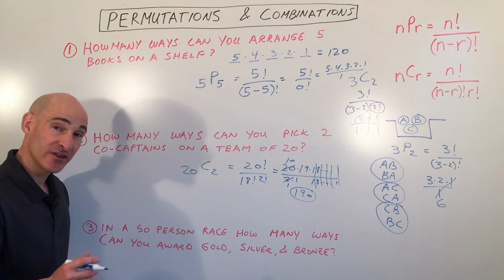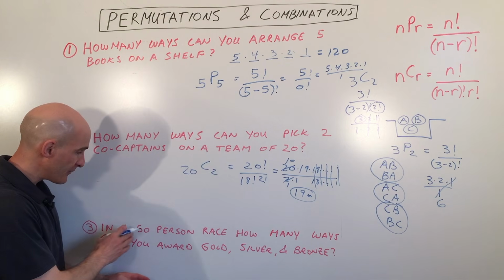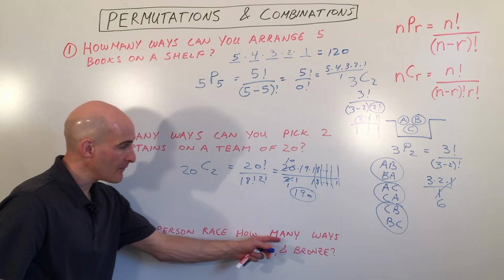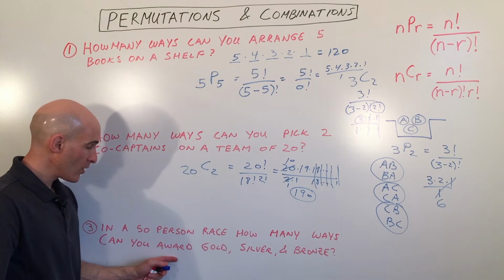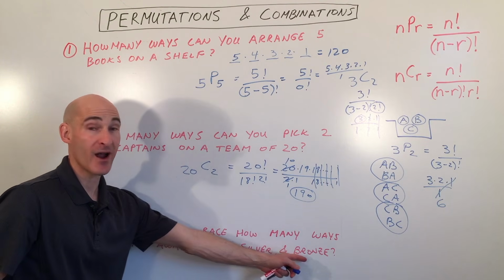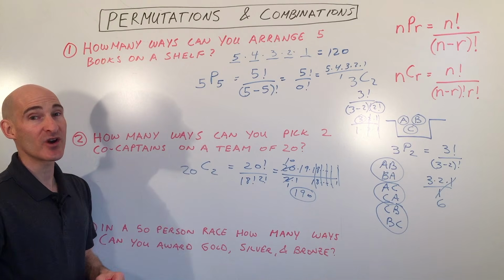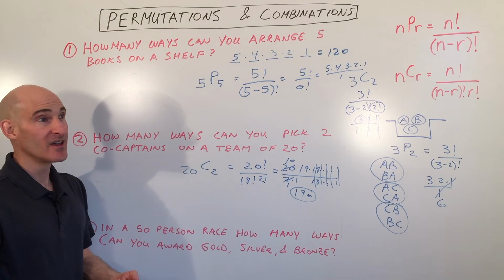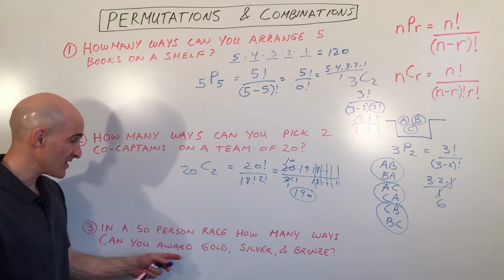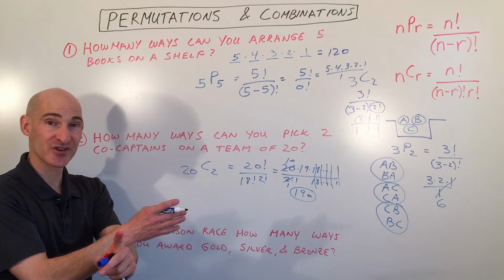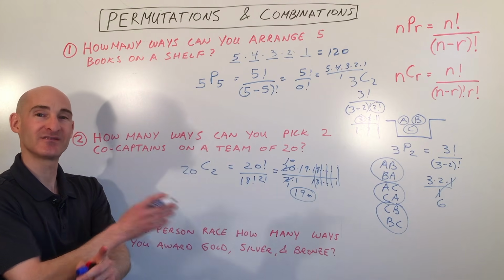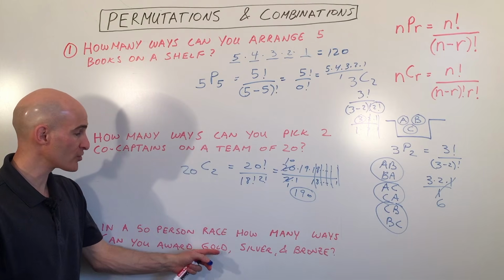And let's take a look at the last example here though. In a 50-person race, how many ways can you award gold, silver, and bronze? Okay, so let me ask you a question. Is the order important? Yes, so the order is important, right? Because if you switch the finishers, somebody else is going to get the gold medal and somebody else is going to get the silver medal. So the order is important.